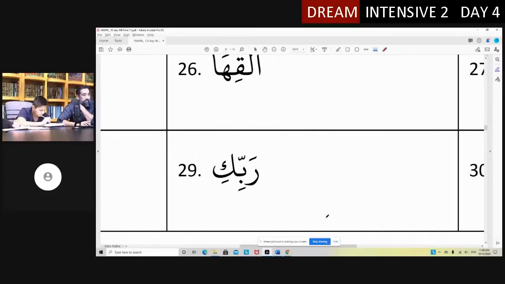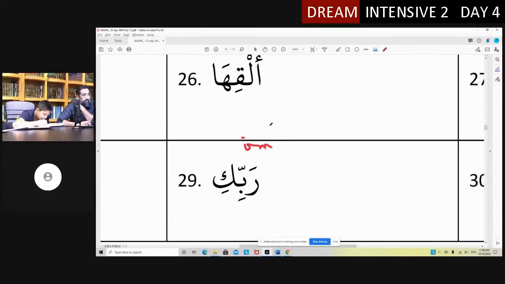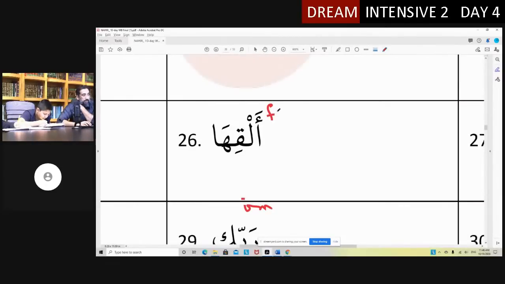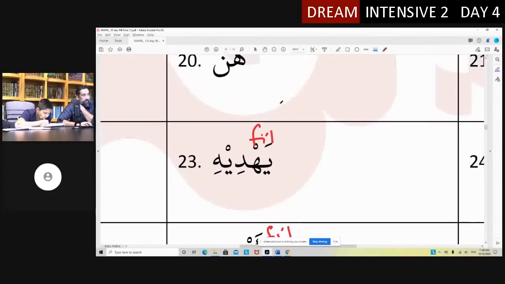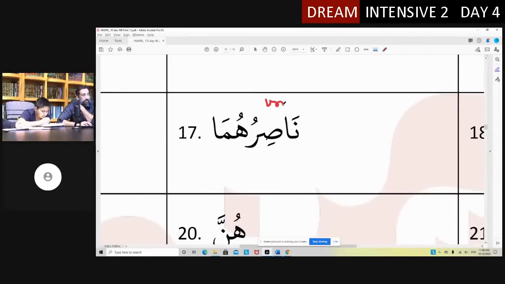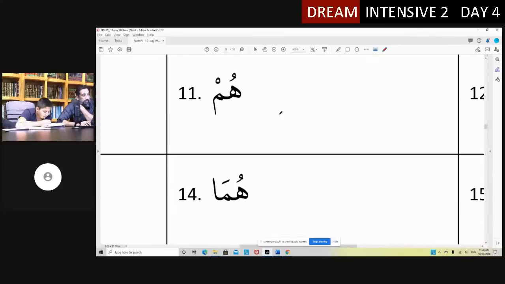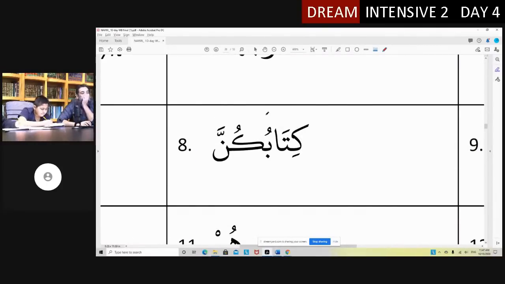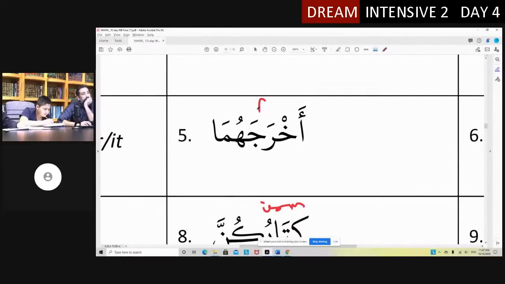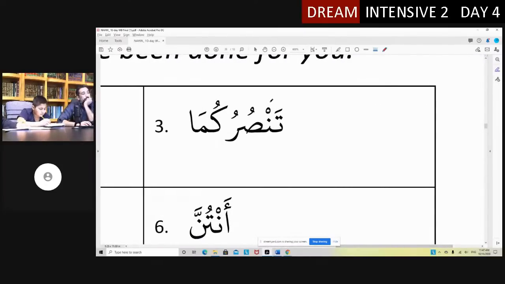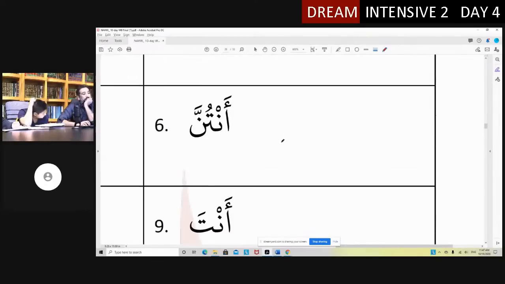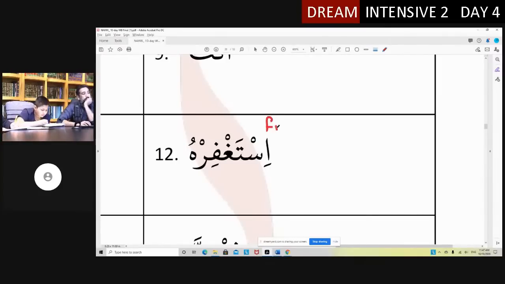Working from the bottom up. Rabbiki, ism. ألقيها, that's a fi'l. You don't know it yet. يهديه, that's a fi'l. You don't know it yet. Leave that one. Nasiruhuma is an ism. Huma, you skip. Kitabu, you tell me if it's an ism, fi'l, or harf. This is an ism, it's a thing. أخرجهما, that's a fi'l. Nahnu means we. Tansurukuma, tansuru is a fi'l. Let's write that on top. Skip antunna. Istaghfir will be a fi'l.